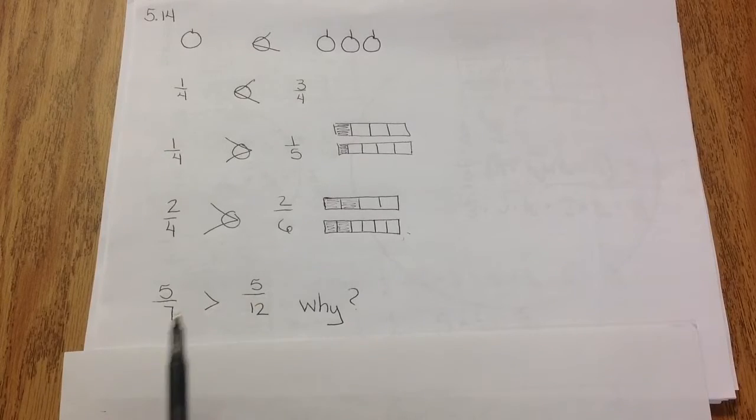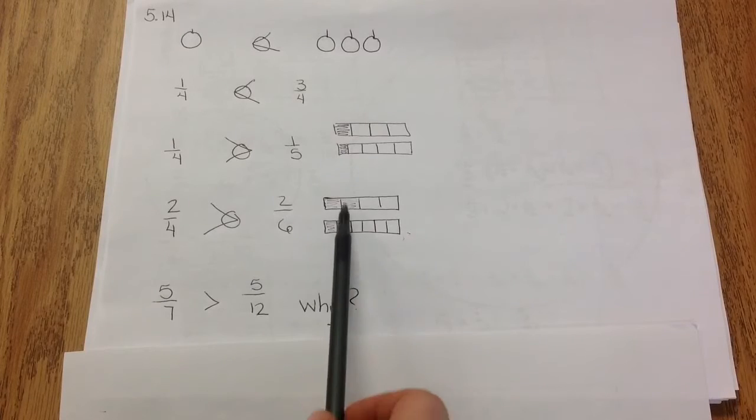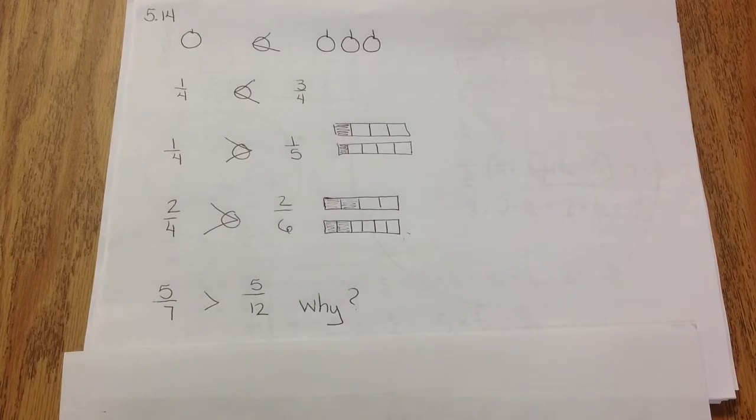If I think about a half of 7 is 3.5, so we're beyond the half point. Half of 12 is 6. This isn't even a half of the pie. If you need to draw this, you can to see it. But remember, the bigger your denominator, the smaller your pieces. So I have 5 larger pieces versus 5 small pieces. And that's why.